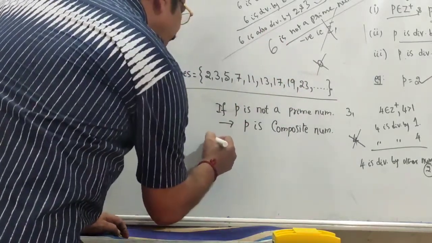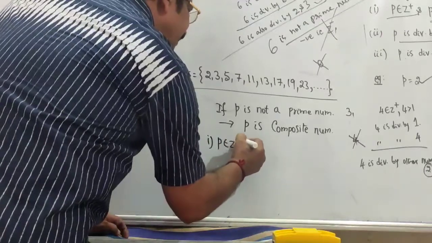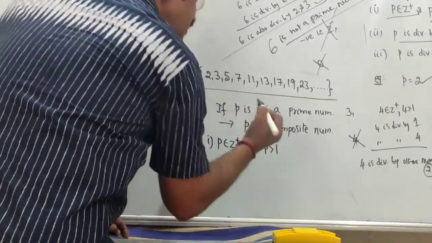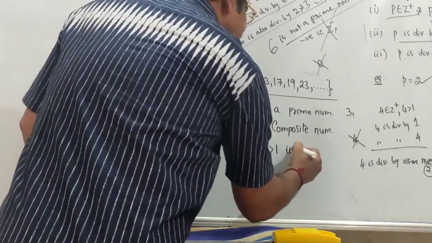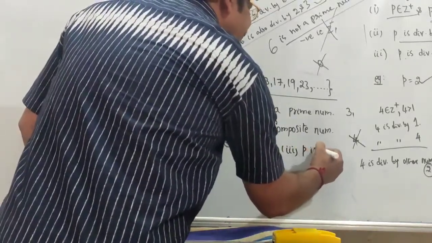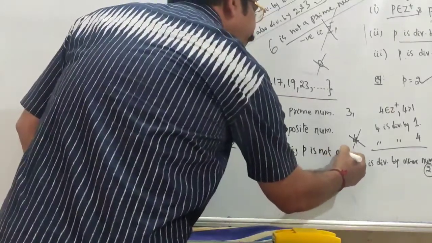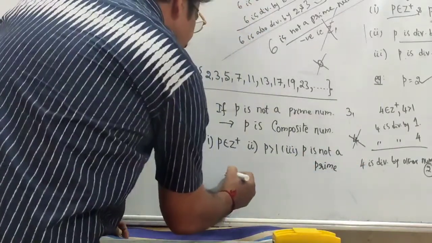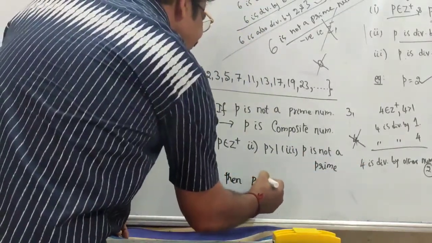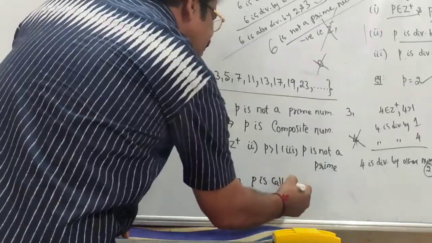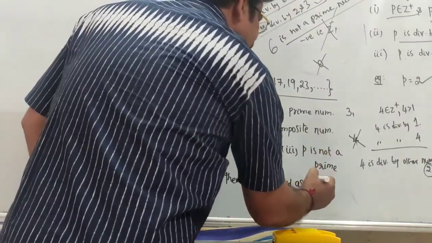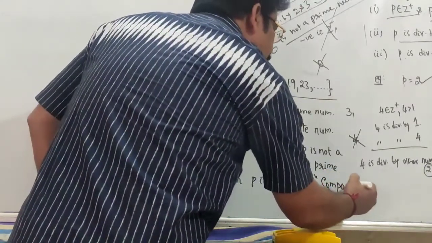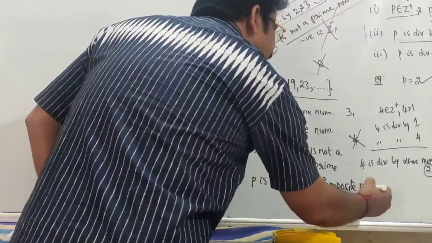First condition, P belongs to Z plus. Next, second condition, P should be greater than 1. And third condition, P is not a prime. Not a prime. Then P is called a composite number.